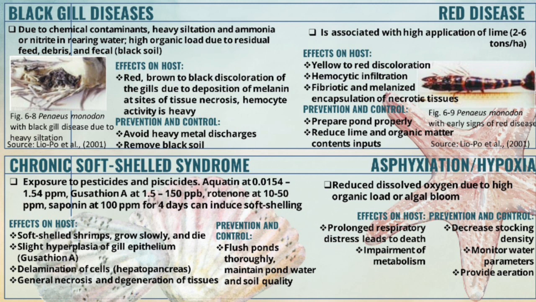So for the histopath of the shrimps exposed to glutathione A, there is a slight hyperplasia of the gill epithelium, delamination of the cell's lining, and general necrosis and degeneration of these tissues. So for the prevention and control, during the pond preparation, we should flush our ponds thoroughly, particularly when pesticides are used, and also maintain pond water and soil of good quality.